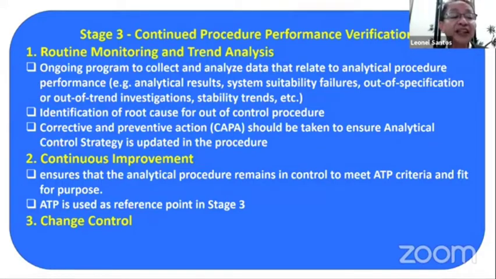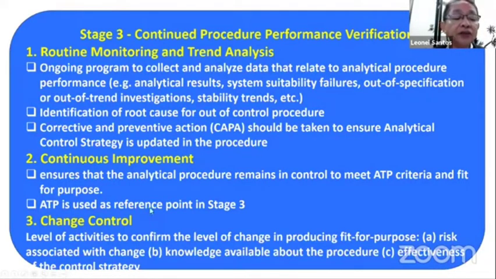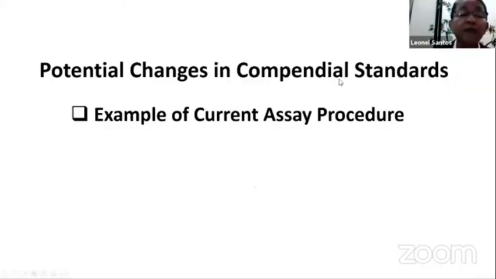Continuous improvement would be the second element. After determining the different out of specification or out of trend investigations, the continuous improvement can ensure that the analytical procedure remains in control, and then a change control is needed at the end so as to ensure that the level of activities confirms the level of change in producing fit for purpose, in terms of the risk associated with change, knowledge available about the procedure, and the effectiveness of the control system.